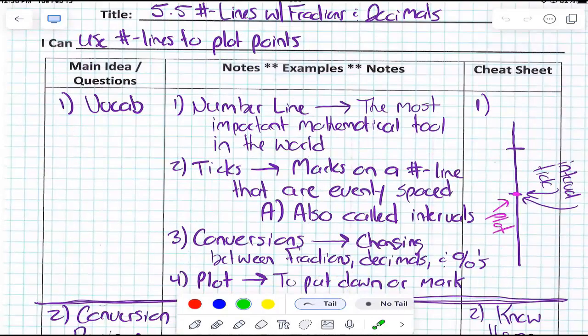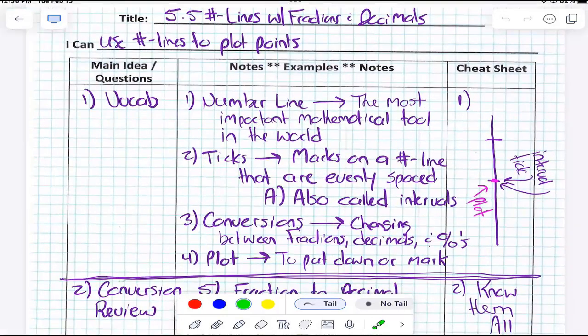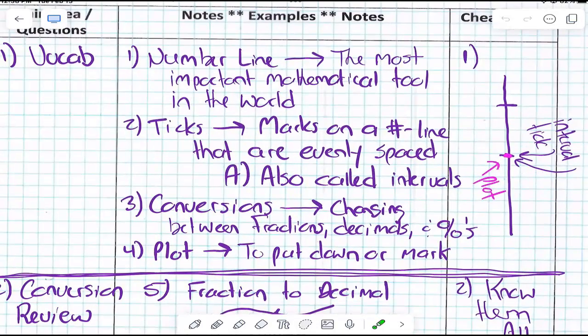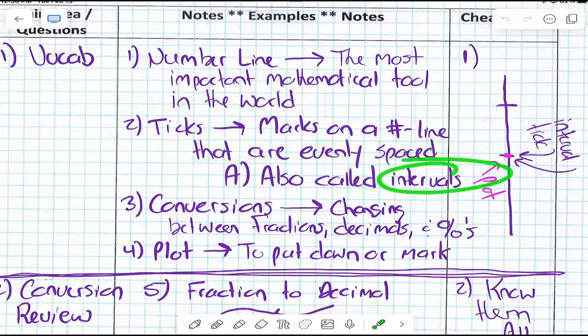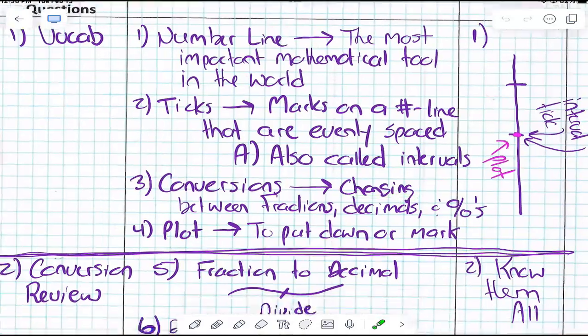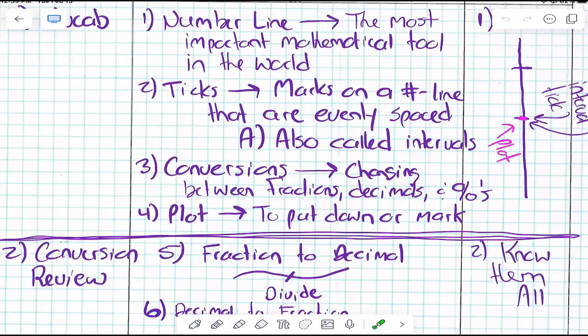Okay. A number line, you guys, we know it's the most important mathematical tool in the world, right? What's another name for those marks on a number line? We call them ticks, but what else can we call them? Intervals. Conversions, or convert means to change. And plot means to mark something down, right? Okay, good.